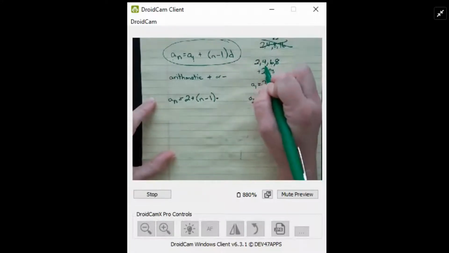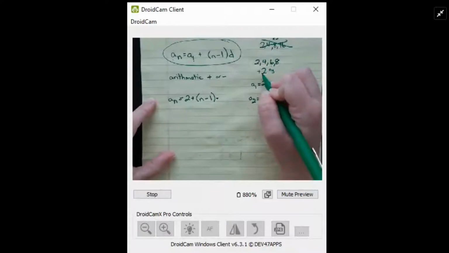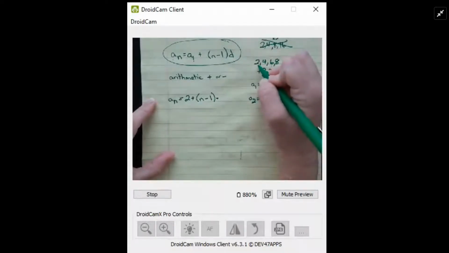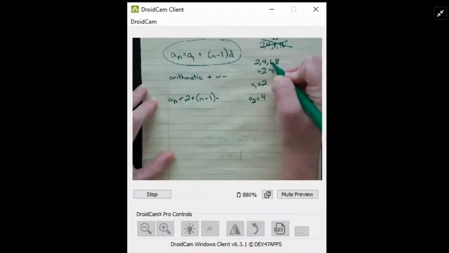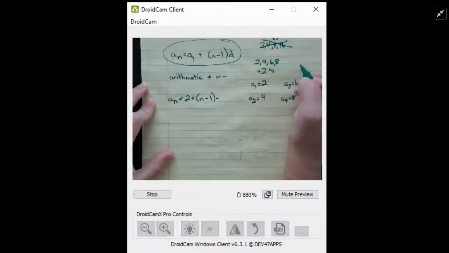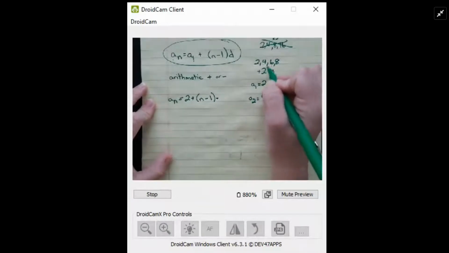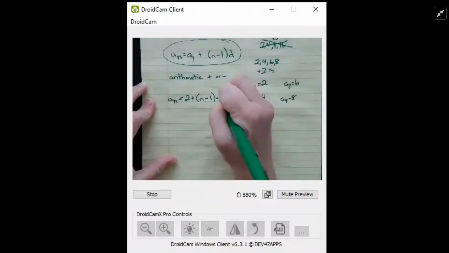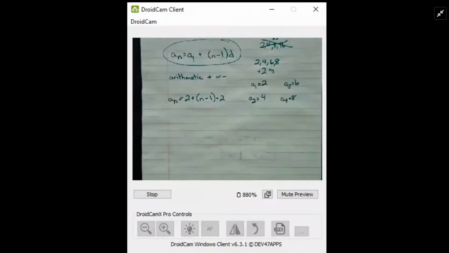So we're going 2, 4, 6, 8. So it's a positive 2. If it was going backwards, like 10, 8, 6, 4, 2, 0, -2, and so on, it would be a -2. But we're going up, so our difference is a positive 2. So that's what I'm putting for d. And that is your recursive formula.